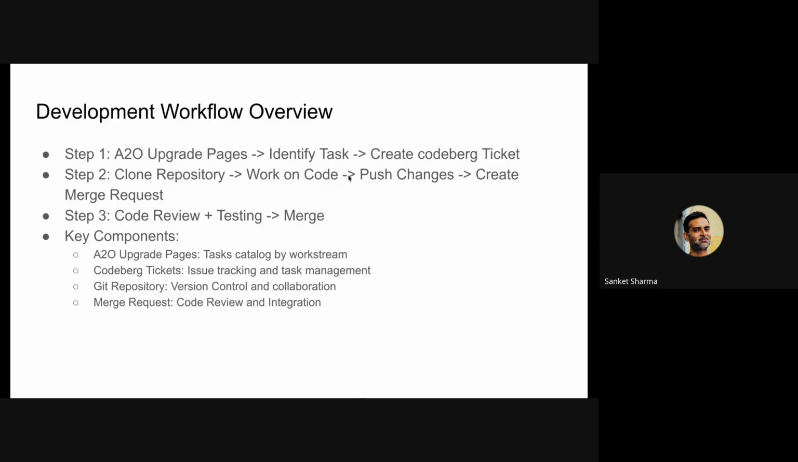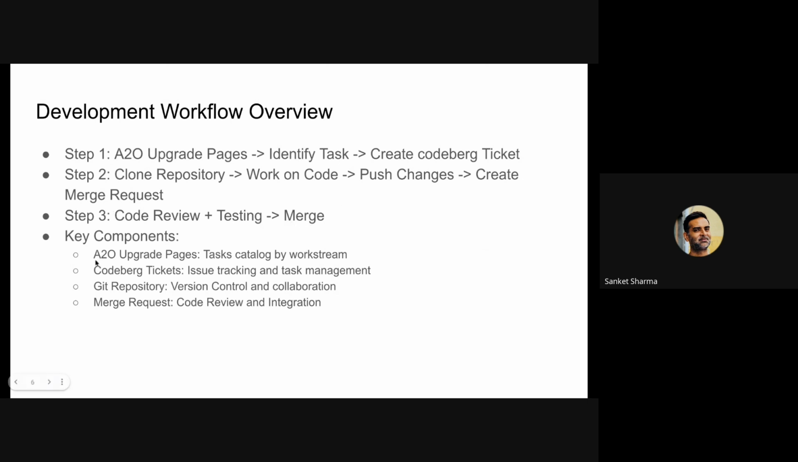Let me go back to my slide. So this is what the overall workflow looks like. We go to the upgrade pages. We identify tasks. Either create or update the Codebug ticket. I think most of the tickets have been created for all those tasks, but if you find something missing, feel free to create one. The next step is cloning the repository, working on the code and pushing changes or creating merge requests. And then we together review the code, test, and merge.